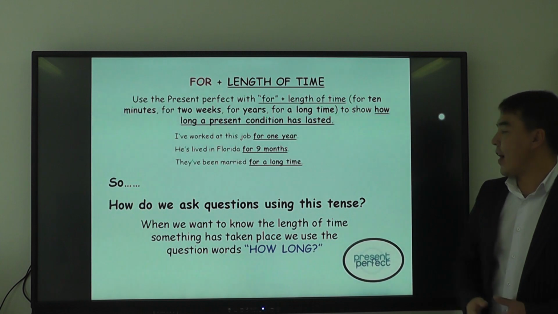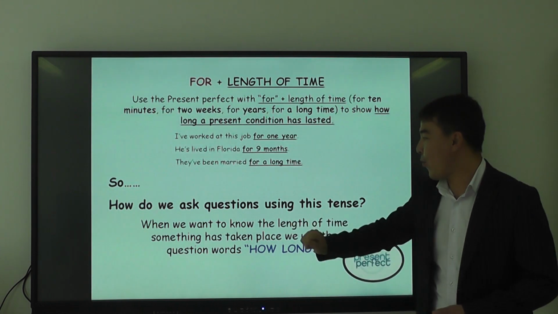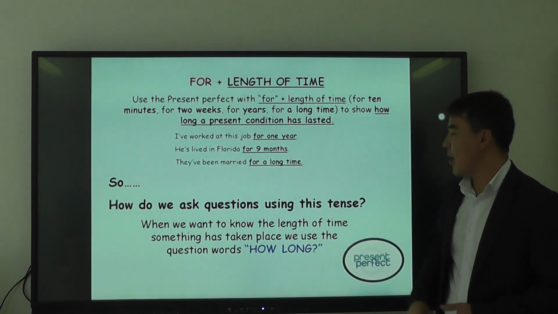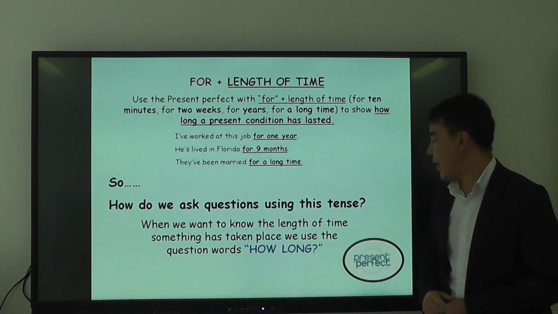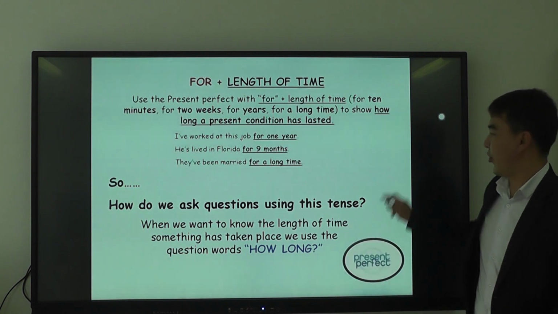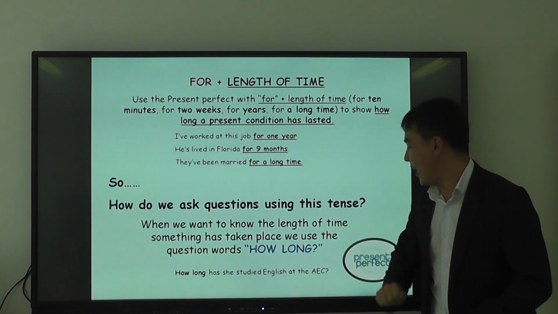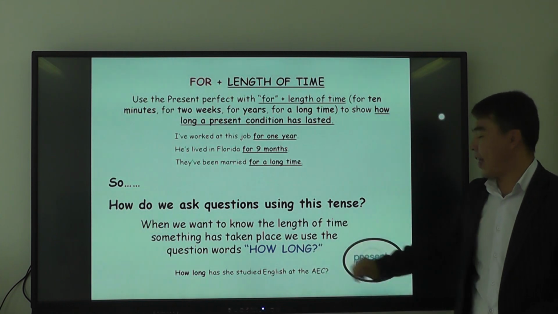So, how do we ask questions using this sentence? When we want to know the length of time something has taken place, we use the question words how long. For example, how long has she studied English at the American English Center?